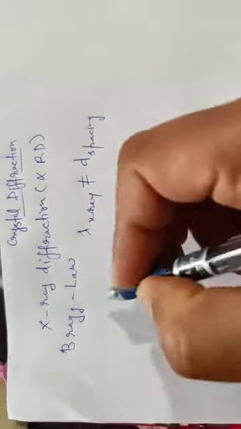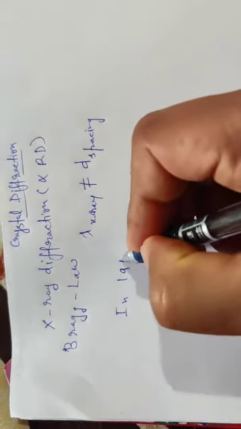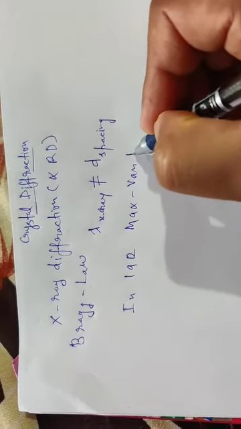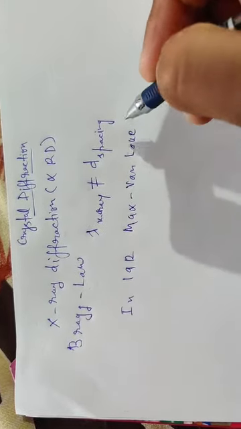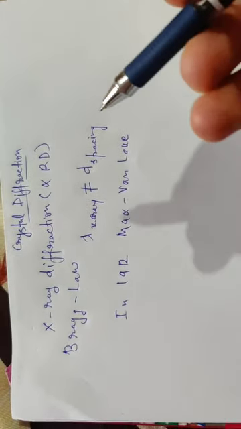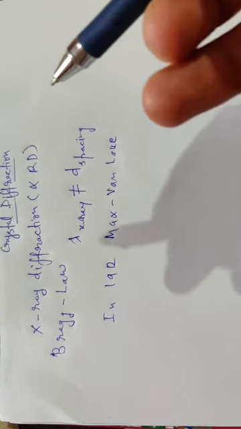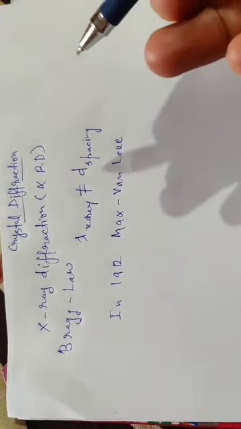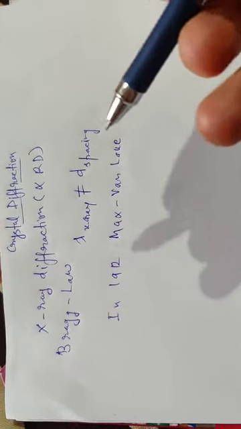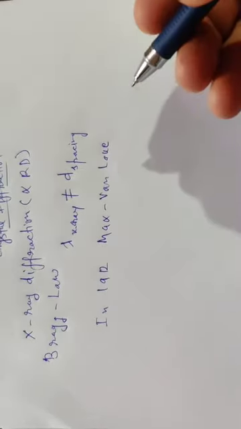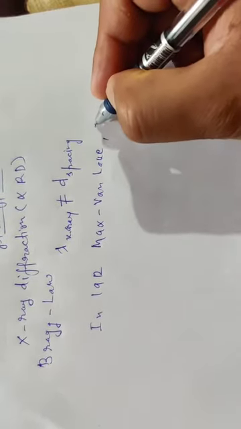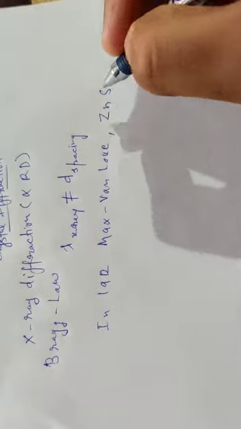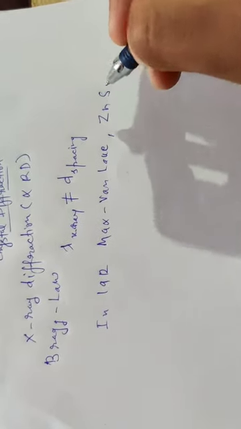In 1912, Laue proposed that to observe X-ray diffraction, crystals can be considered as gratings, or can be used as gratings to diffract the X-ray. The first crystal used to observe X-ray diffraction was zinc blende, or zinc sulfide.